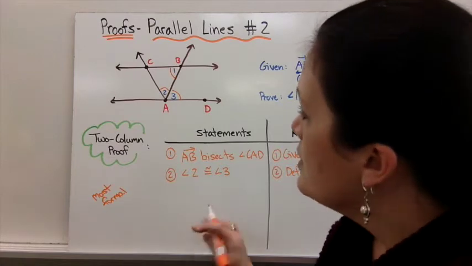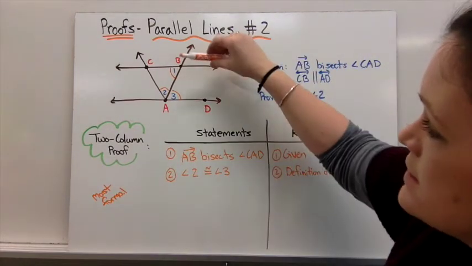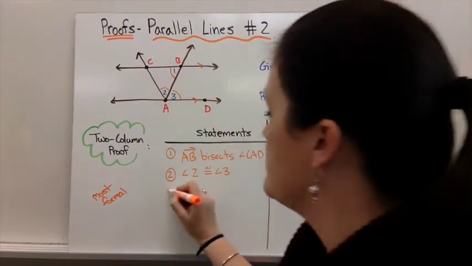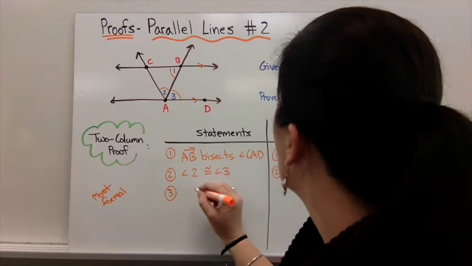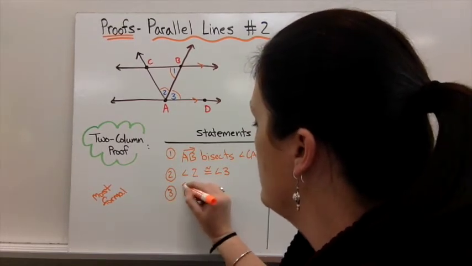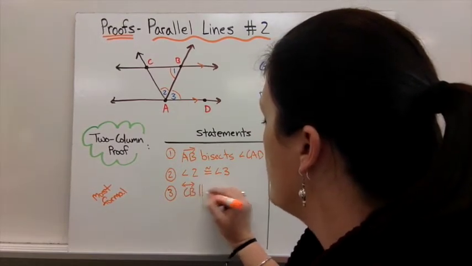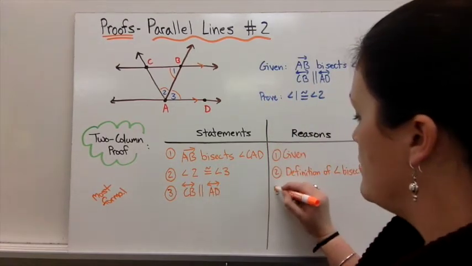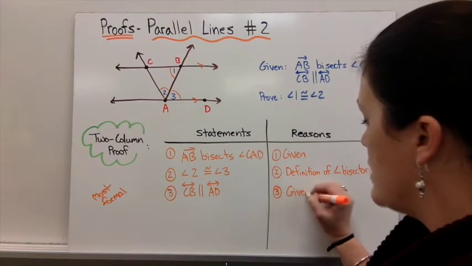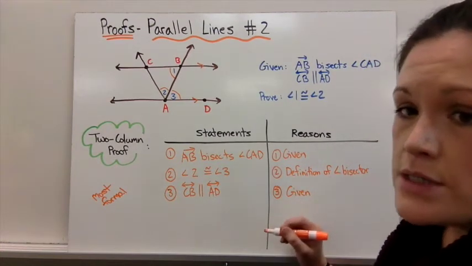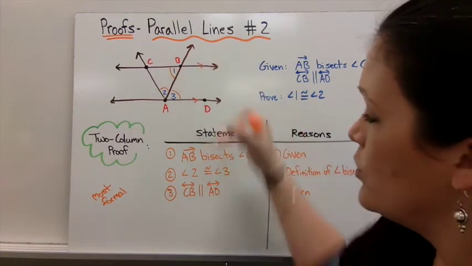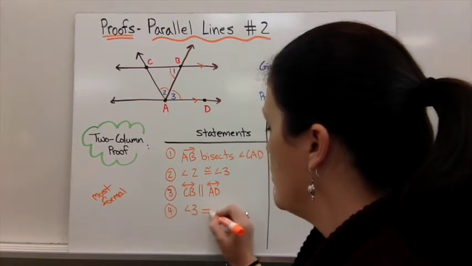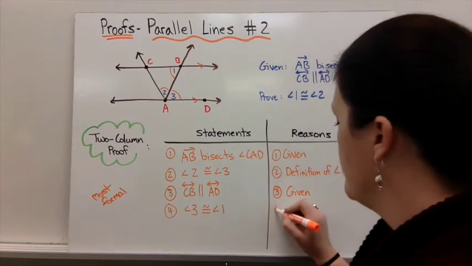And then the next thing we noticed is that these lines were parallel, but we were given that they were parallel, so we need to state that. So let's put that next. Number 3, we were given that line CB was parallel to line AD. We didn't just assume that. That had to be given. And what that told us was that angle 3 would be congruent to angle 1. So angle 3 would therefore be congruent to angle 1.